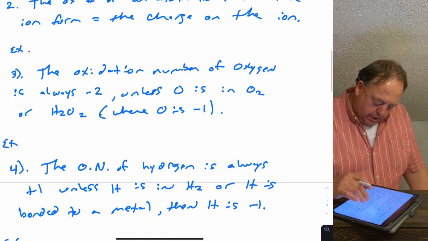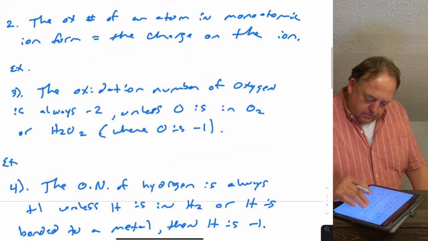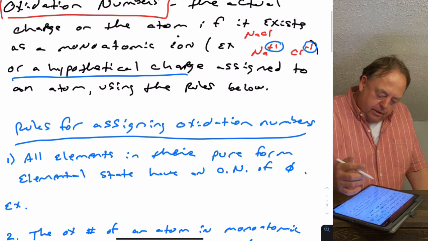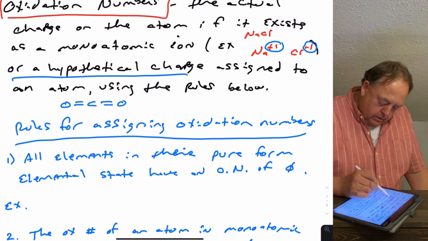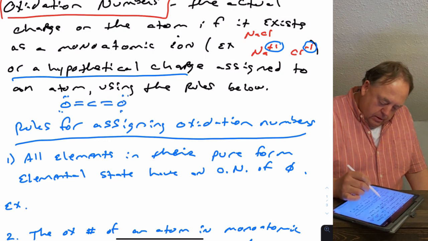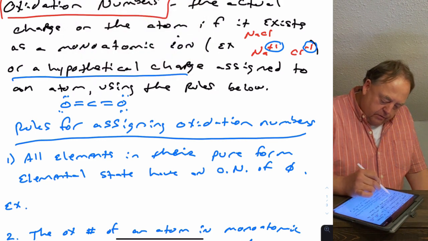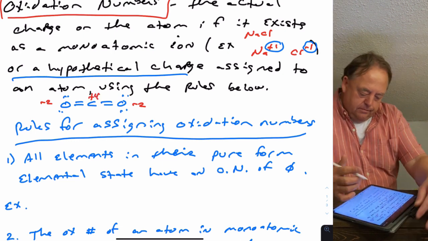As you can see, we have 6 rules here to go through. A hypothetical charge would mean, for example, if we had CO2. If we go through these rules, we're going to see oxygen is -2 and carbon is +4 as their oxidation numbers.